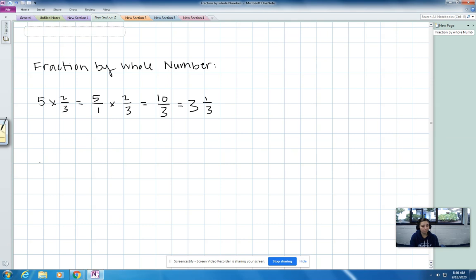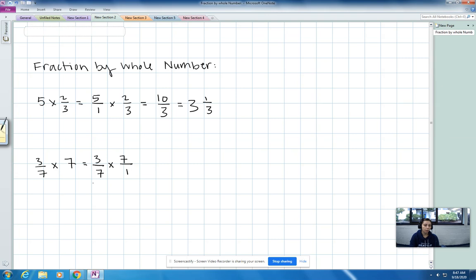All right, very last example. 3/7 times 7. We're going to start by making this whole number 7 into a fraction. Remember, just give it a denominator of 1. Now we look for cross-canceling. 3 and 1. There's nothing to cross-cancel there.